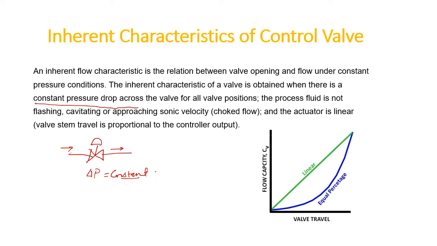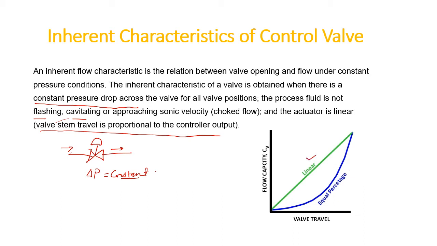And also the process fluid is not flashing, not cavitating or approaching the sonic velocity in case of gas flow, and the actuator is also linear. The valve stem travel is proportional to the controller output. So these are the assumptions when we are talking about this linear characteristics curve, which you will find in every instrumentation and process control book.